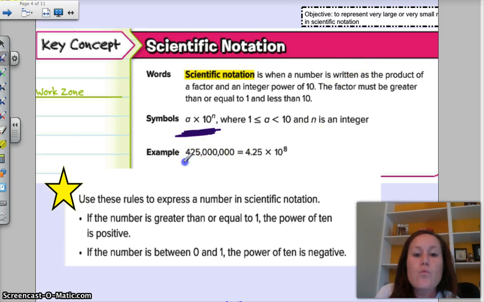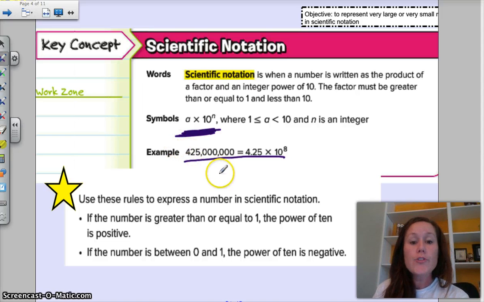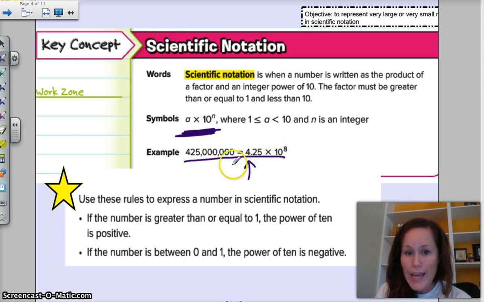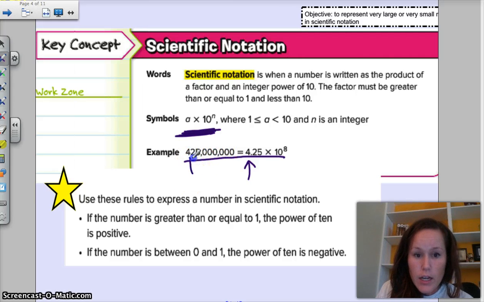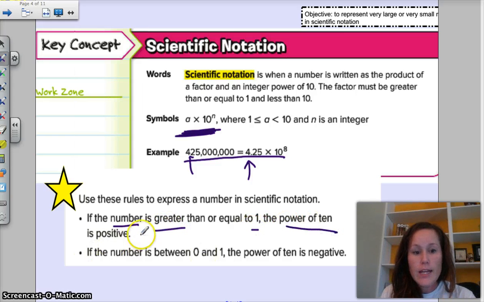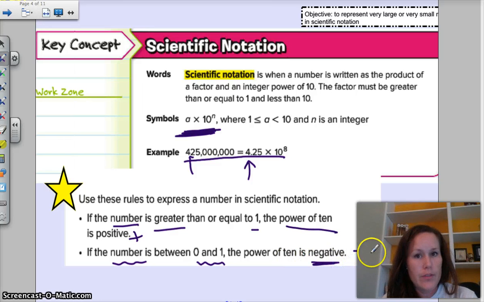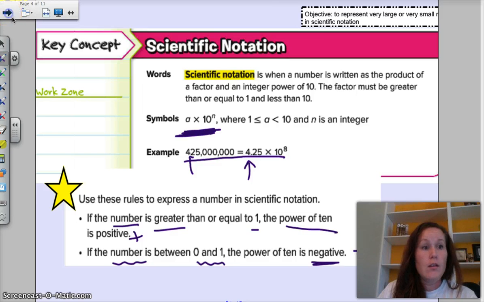So let's look at a regular example. If we see 425 million, that can be represented in scientific notation as this. Notice how it's one number, point something something, times 10 to the 8th, meaning they moved their decimal place 8 places to get to right there. Now, huge rules right here. If the number is greater than or equal to 1, the power of 10 is positive. If the number is between 0 and 1, then the power of 10 is negative.